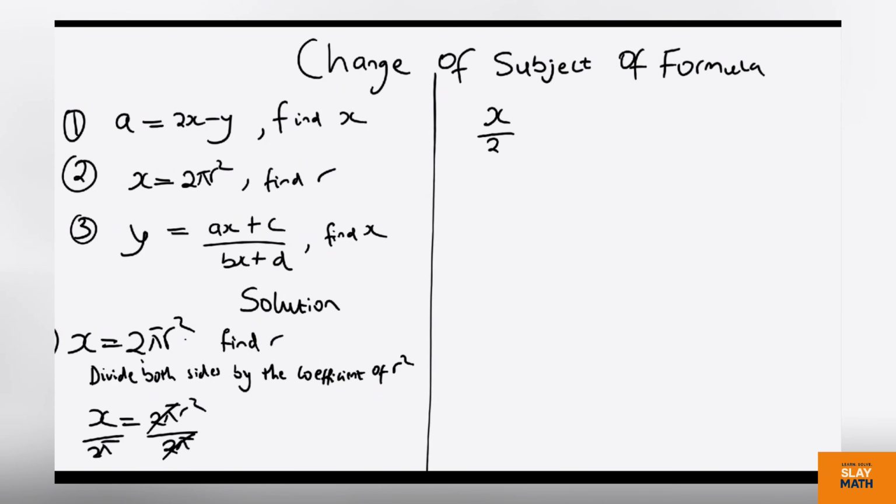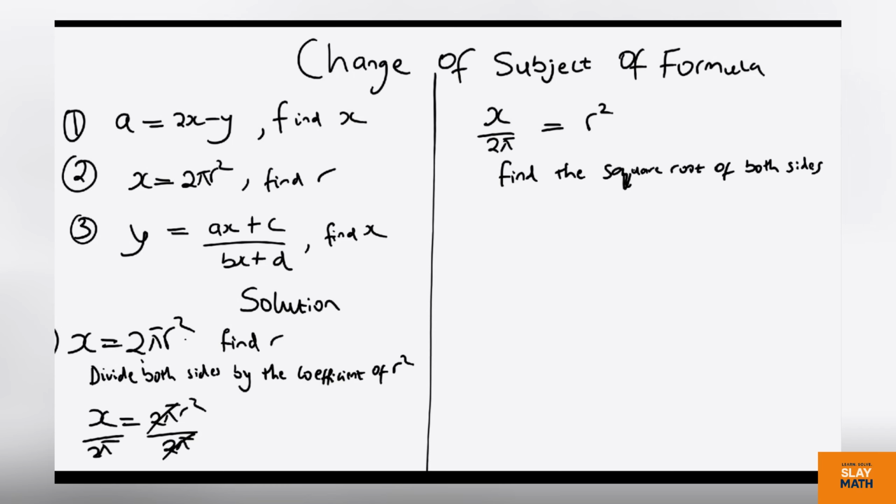x over 2 pi is equal to r squared. Sorry for my badly written r squared. Let's rewrite that, r squared. So the aim is to find r, not r squared. So we have to cancel out the square, and the only thing that can cancel out a square is a square root. So we are going to take the square root of both sides.